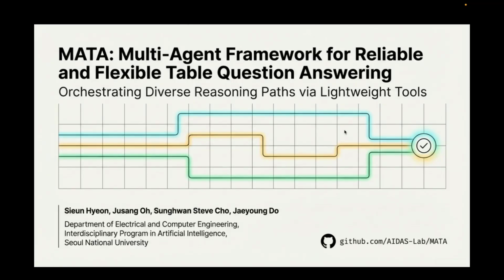Hi everyone, today I'll be presenting the paper MATA, Multi-Agent Framework for Reliable and Flexible Table Question Answering. This paper focuses on a very specific problem in AI, which is how to answer questions correctly when the information is given in a table.